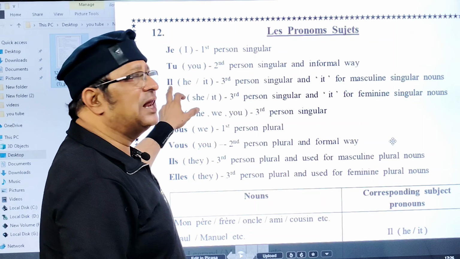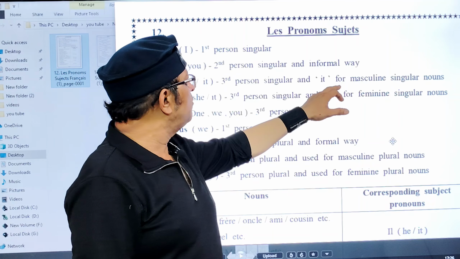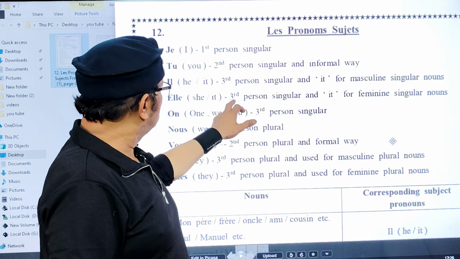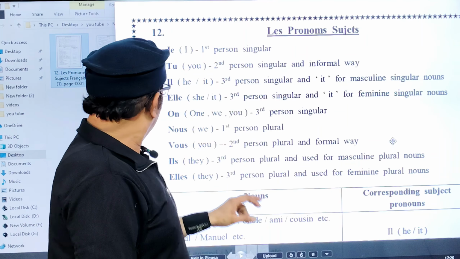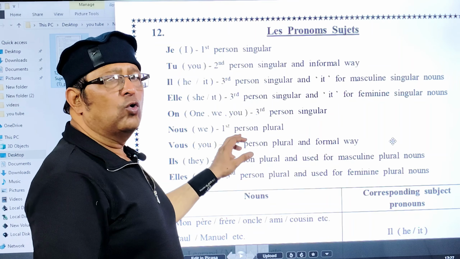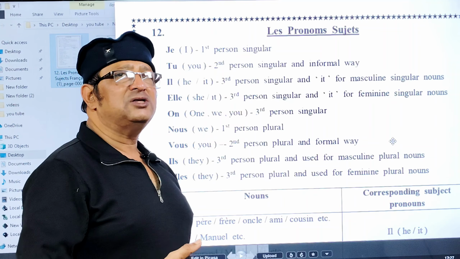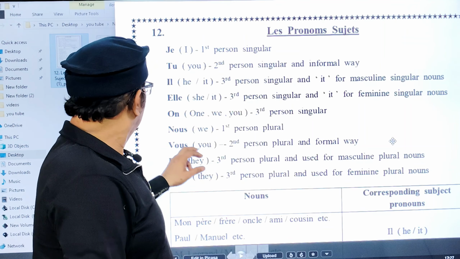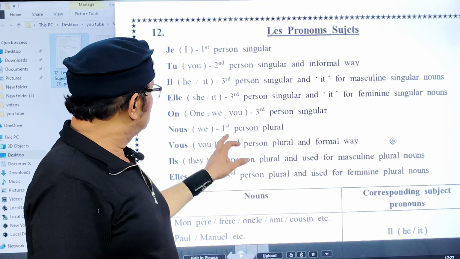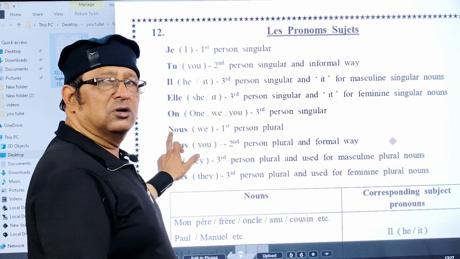Then third one is il, that is he and it, third person singular form. Then elle, she or it, this is again third person singular form. Then on, this is also third person singular form, and you can see on like one. English translation of on is one. One means one speaks French in France, like this. Then nous means we. This is first person plural form. So nous is plural form of je.